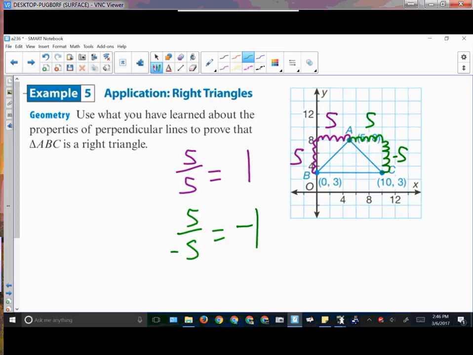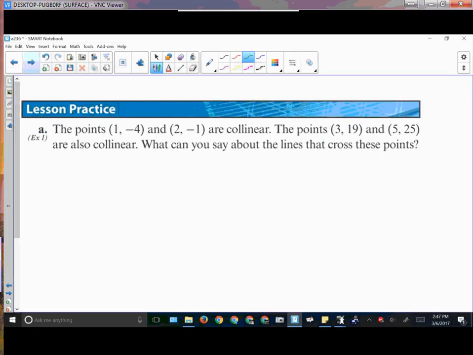Is it a right triangle? That's all I'd have to do if I wanted to make sure that I had a right angle on there. That's all I would need to do. So what I want you to do is, I'm going to give you a couple of minutes here, and I want you to do this practice problem and see what you get.